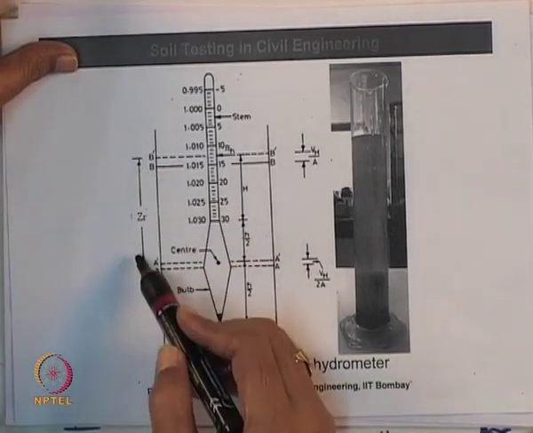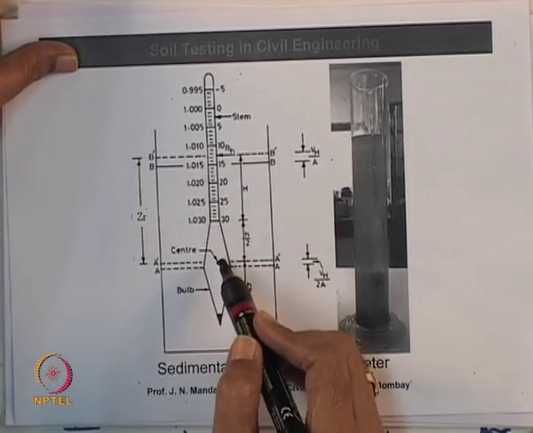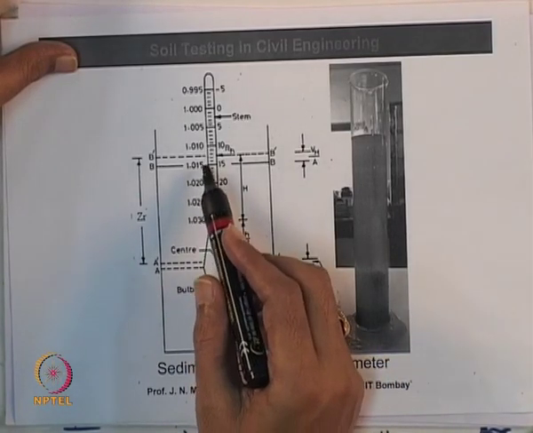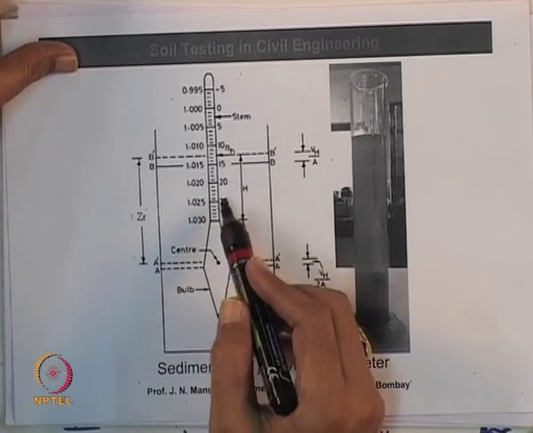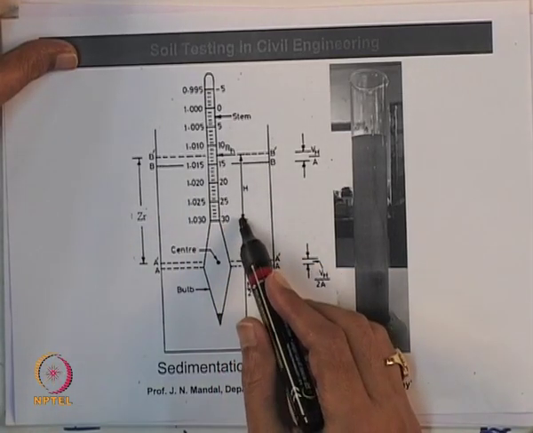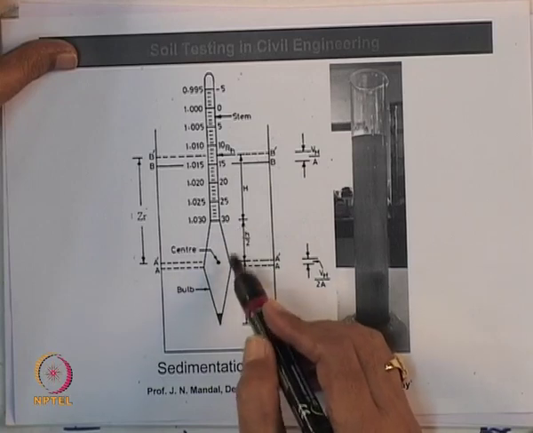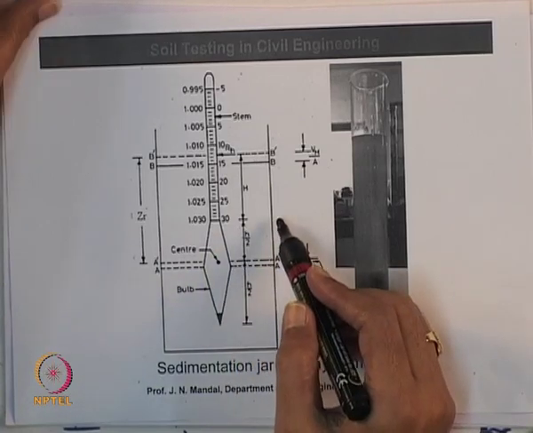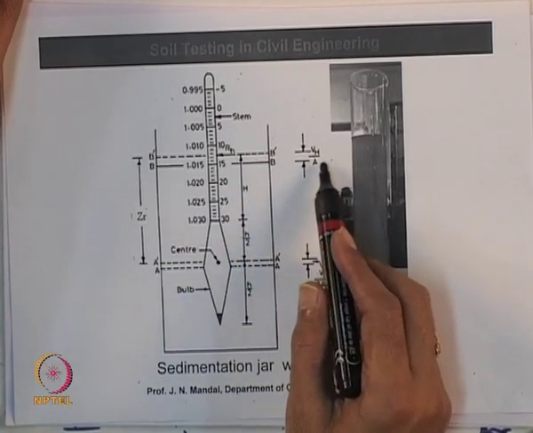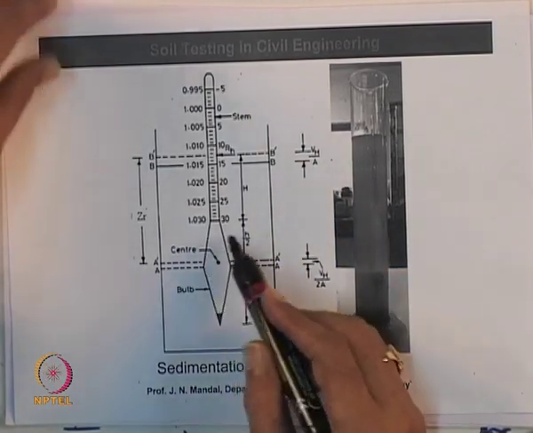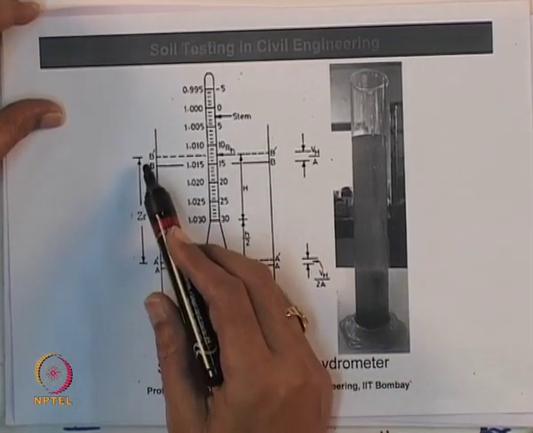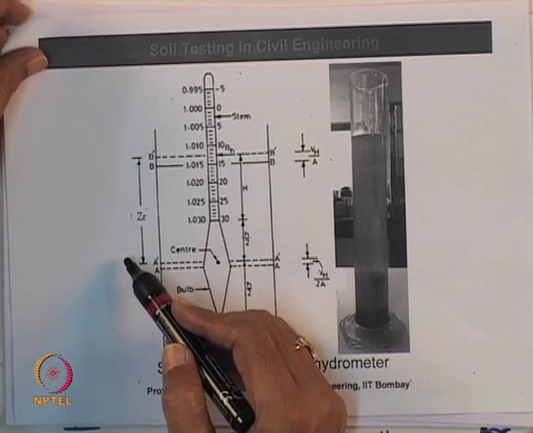So for this ZR, for any reading of the hydrometer, first you have to calculate H1, the distance corresponding to the hydrometer reading. Then H by 2, where H is the height of the bulb, and VH is the volume of the hydrometer, and A is the cross sectional area of the jar containing the suspension. So, from this diagram you can also calculate ZR.